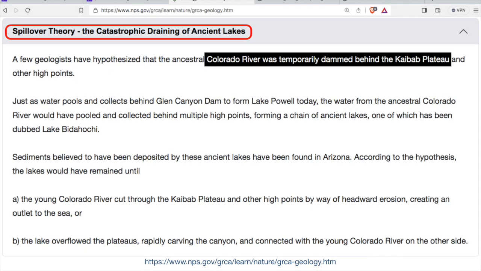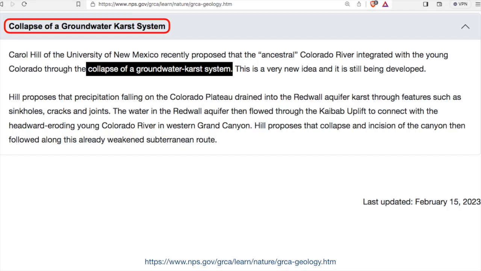And then there's the spillover theory. This is where the draining of ancient lakes, and that's right, but they got the lakes in the wrong spot. The Colorado River was temporarily dammed behind the Kiabab Plateau. Well, we took a look at that, didn't we? It would have flowed around it on the bottom or on the top, so this one doesn't work either. And then they got one about the collapsing groundwater.